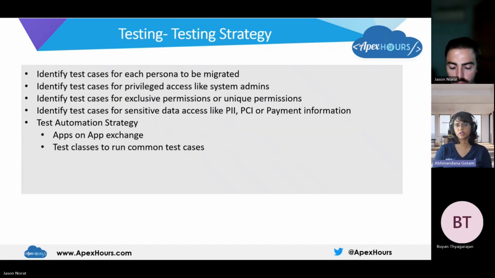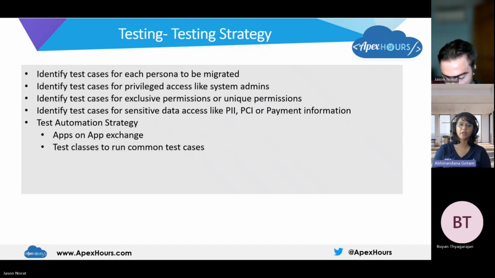Yes, so the testing strategy. In order to succeed in implementing and managing permission sets, careful planning, testing, documentation, and ongoing maintenance are the keys. So let's see how the testing strategy works. First of all, identify test cases for each persona to be migrated. And then identify test cases for privileged accesses, like we discussed before, for application admins, local admins, system admins, etc. Identify test cases for exclusive or unique permissions that you may require, and identify test cases for sensitive data access like personally identifiable information, payment card information, or any payment information for that matter. Once test cases are identified, test automation can be strategized using third-party apps from AppExchange, or you can run your test classes to run common test cases.